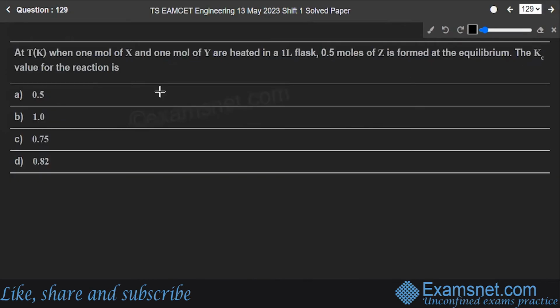Hope you understood. Next is the 129 question. At a temperature in Kelvin, when 1 mole of X and 1 mole of Y are heated in a 1 liter flask, 0.5 moles of Z is formed at equilibrium. The Kc value for the reaction is. So if 0.5 moles of Z is produced, that means some other product must also be produced. This is 1 mole and this is 1 mole. This is 0.5 moles.